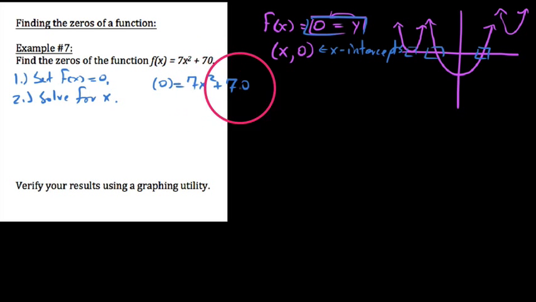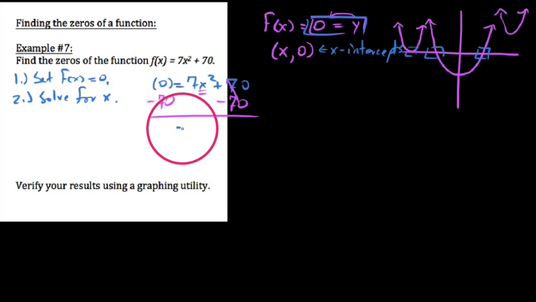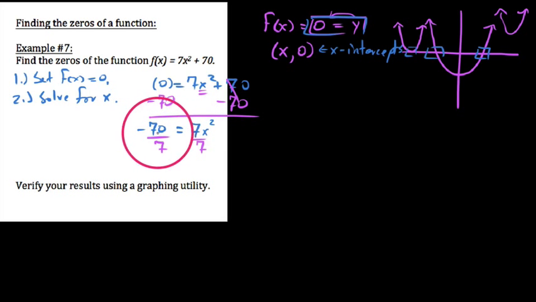I could solve this by graphing or factoring or square roots. I notice though that we have a squared quantity. So if we could get the squared quantity by itself on one side and just a constant on the other, we could use square roots to solve this. So that's the method I'm going to choose to use here. I'm going to subtract 70 from both sides. And so on the right side now we would have 7 times x squared is equal to negative 70. And then I could divide both sides by the 7 to get the squared quantity isolated. We say x squared is equal to negative 10.